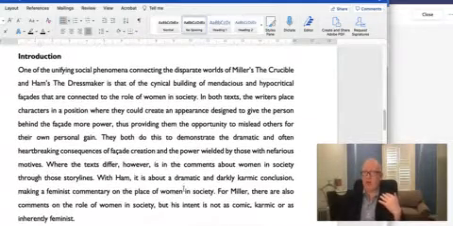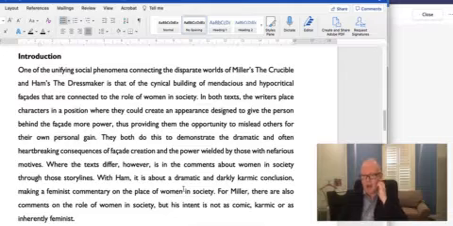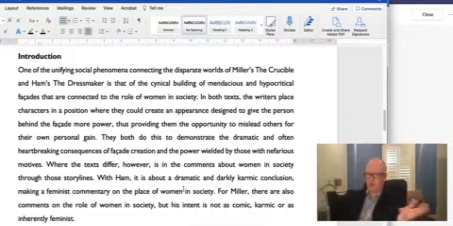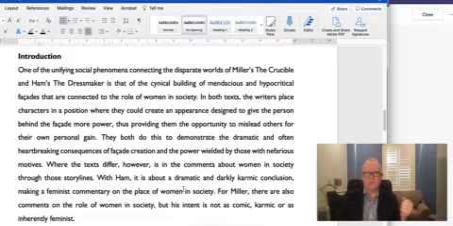I'm going to show you a worked introduction and plan. So this is an introduction that I could write for this particular topic. One of the unifying social phenomena connecting the disparate worlds of Miller's The Crucible and Hamm's The Dressmaker is that of the cynical building of mendacious and hypocritical facades that are connected to the role of women in society.